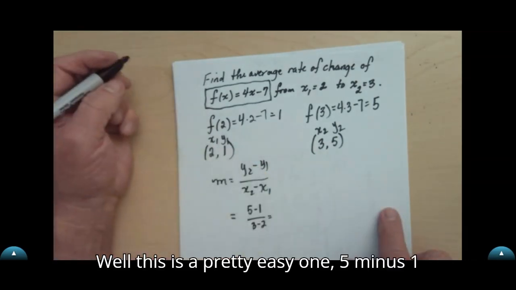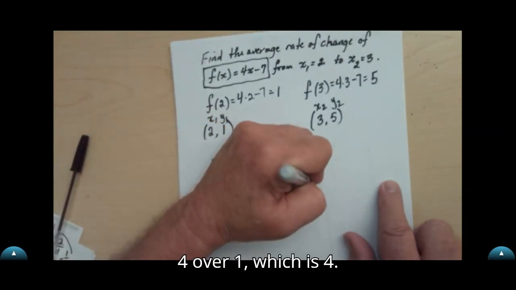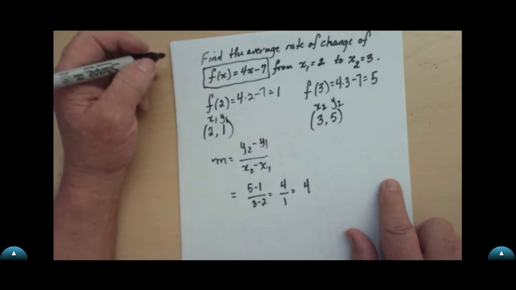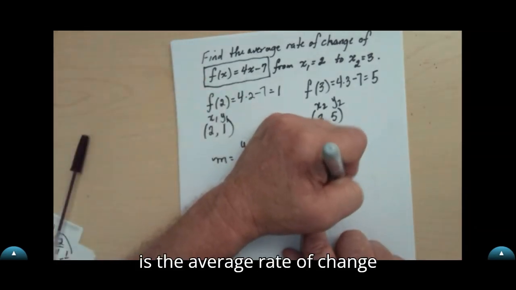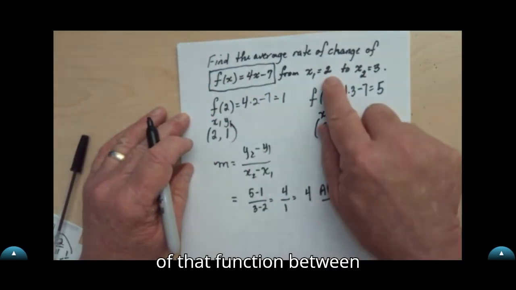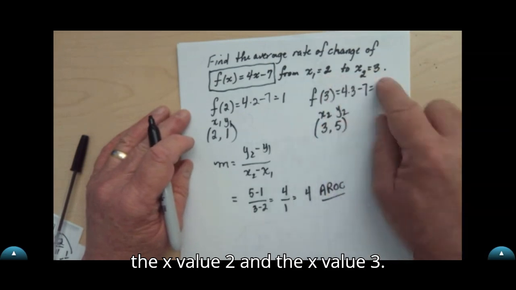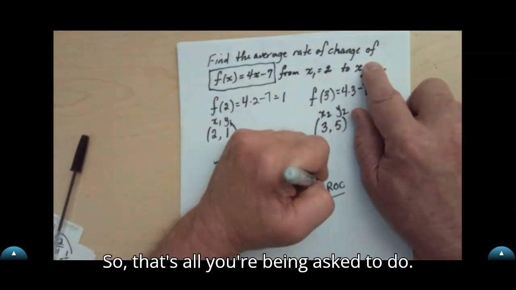Well, this is a pretty easy one. 5 minus 1 is 4. 3 minus 2 is 1. I get 4 over 1, which is 4. So 4 is the average rate of change of that function between the x value 2 and the x value 3. So that's all you're being asked to do.